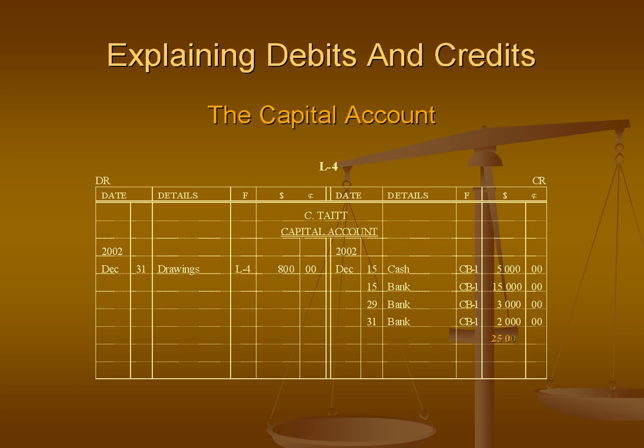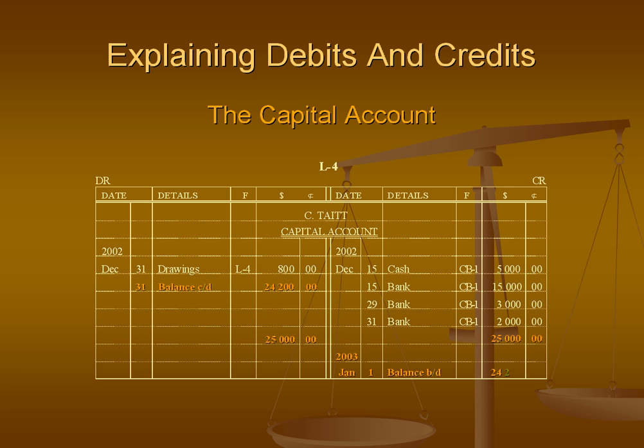The credit side shows a total of $25,000, while the debit shows drawings of $800. To balance the capital account, you will first need to enter the credit total, or $25,000, on the debit side. Then, minus $800 from $25,000 to arrive at the balance of $24,200 on December 31st. This amount is brought down on the credit side.